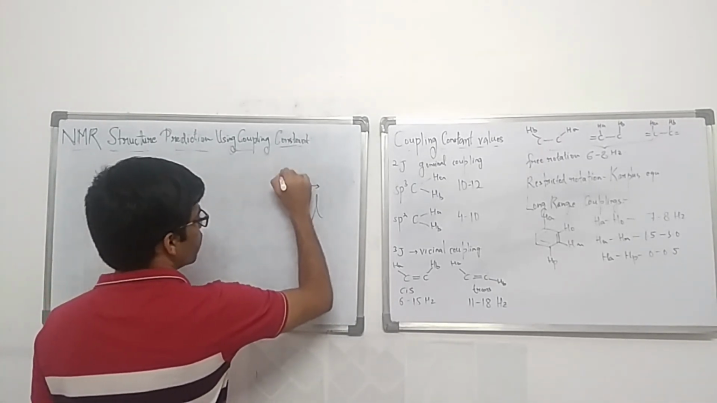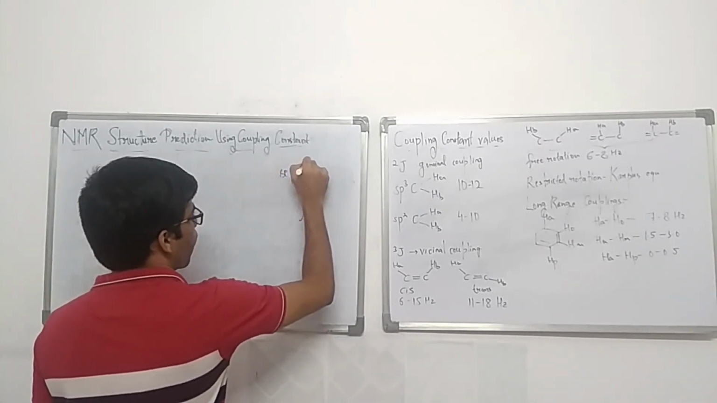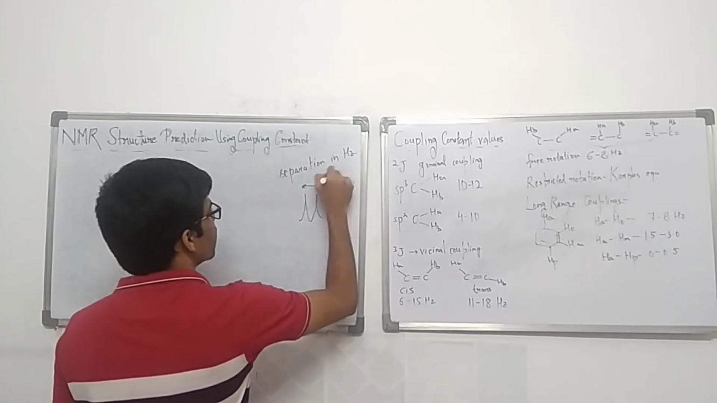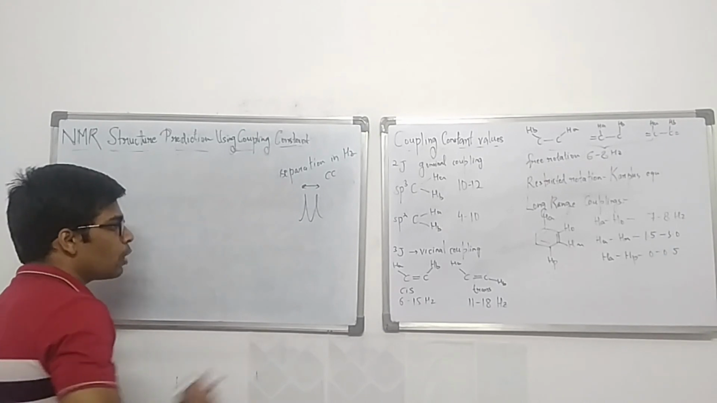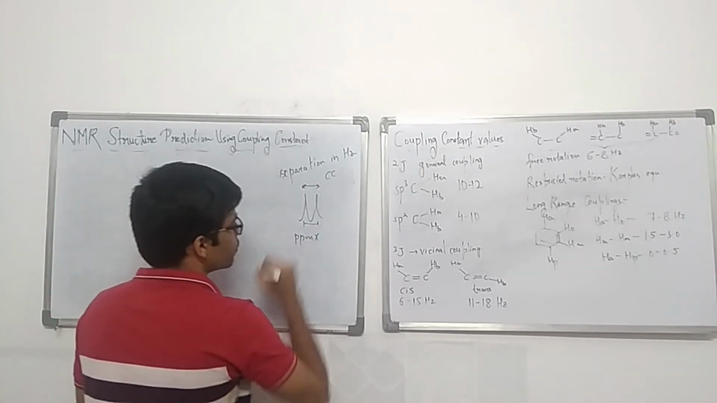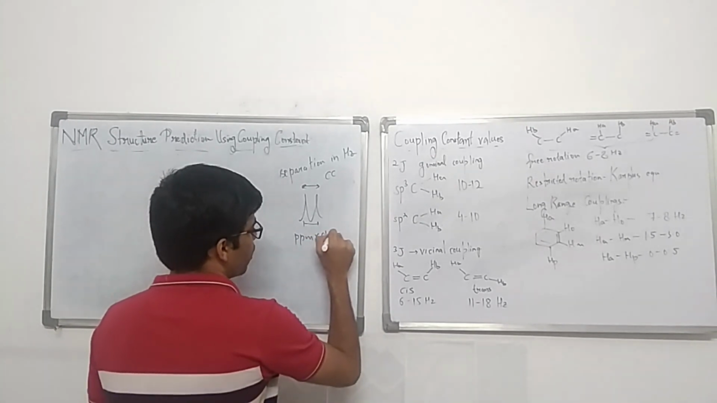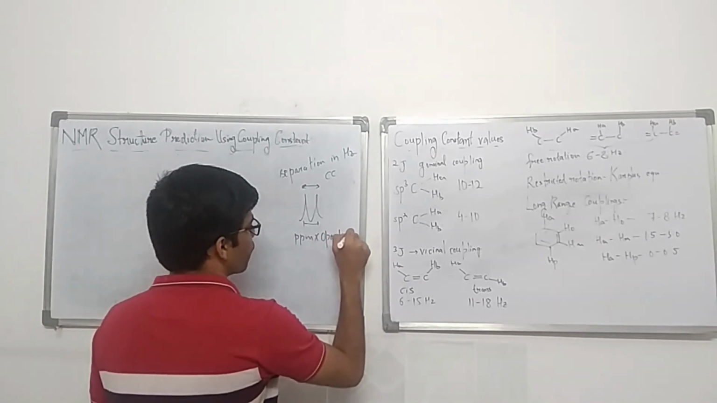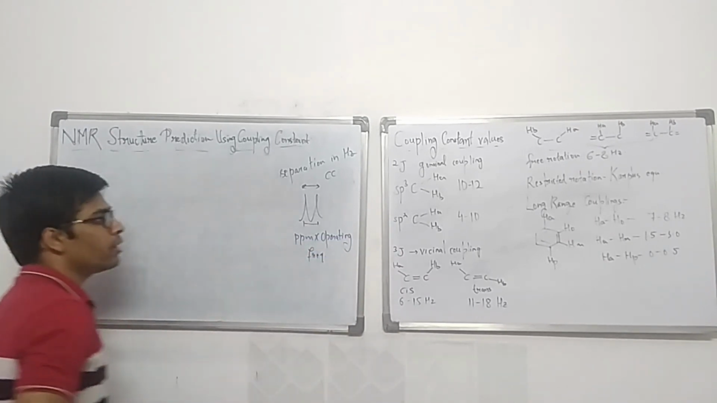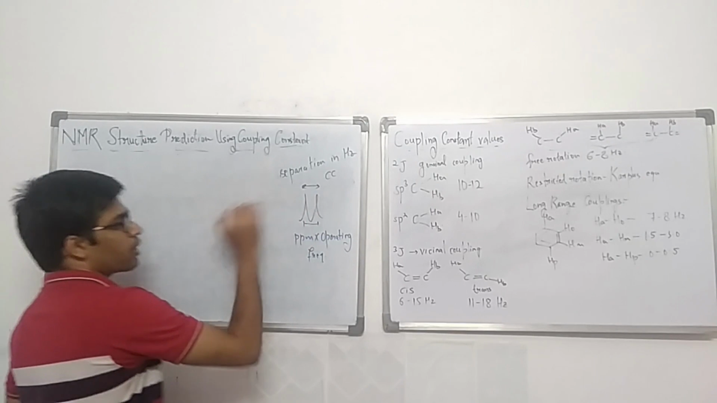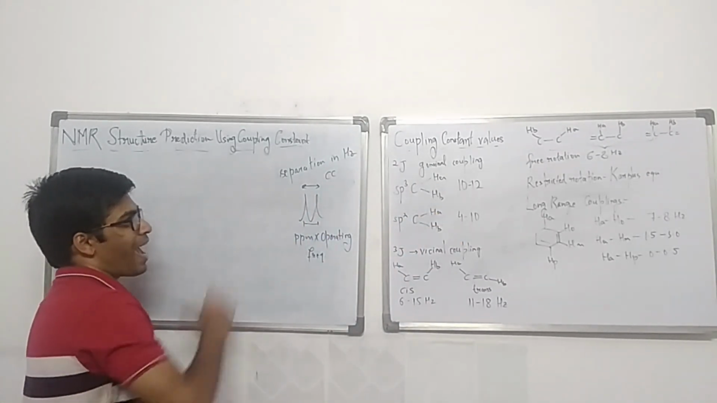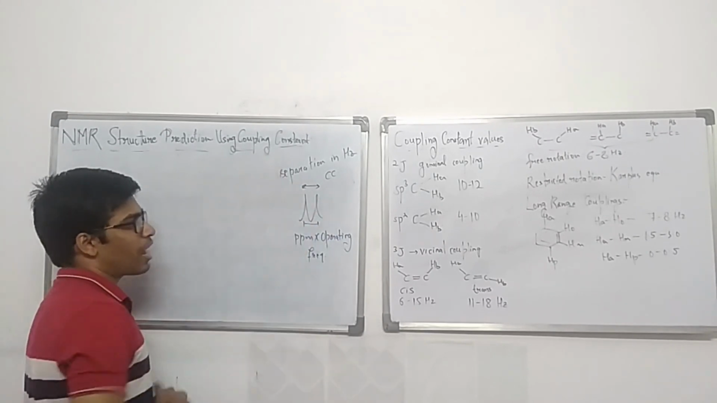So the separation in hertz is the coupling constant. Mostly we get the separation in terms of ppm. You just have to multiply it with the operating frequency of the instrument and you will get the value in hertz. So the splitting is occurring because of the interaction with the neighboring atom, neighboring proton, and if I convert that in hertz, I will get the coupling constant.